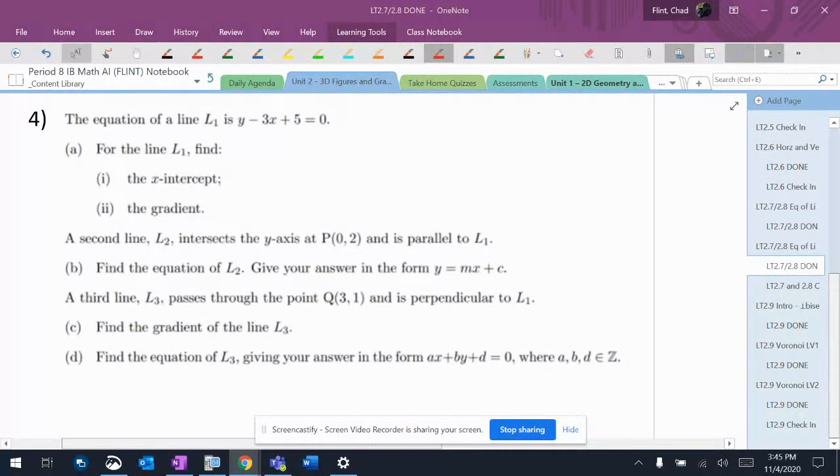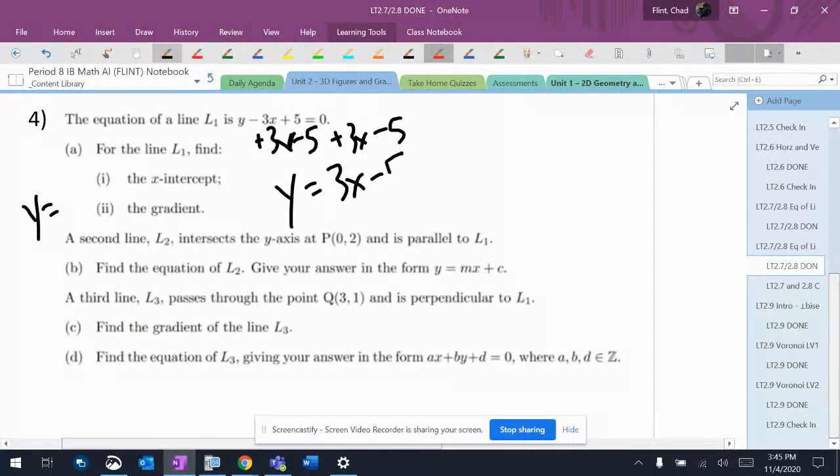Okay, I like to get the gradient first whenever I'm doing this stuff, and to get the gradient, remember, it needs to be in y equals form. So I'm going to move the 3x and the 5 to their side. Nope, not plus 5. So I'm going to get y equals 3x minus 5. The gradient is the number in front of the x value. That's going to be a 3. So the gradient is 3.